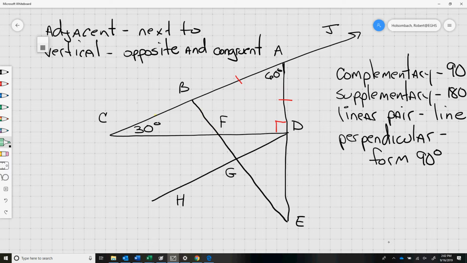Number 11, complementary adjacent angles. That means they're next to each other and they add up to 90. Complementary adjacent. Next to each other and they add up to 90. That's right here, FDG and GDE.